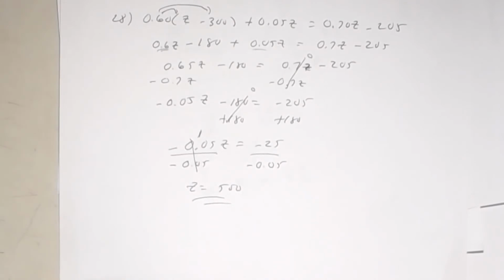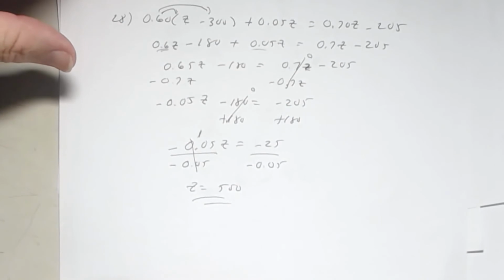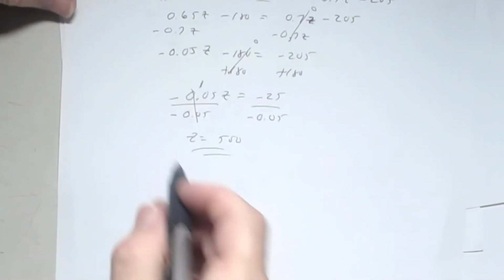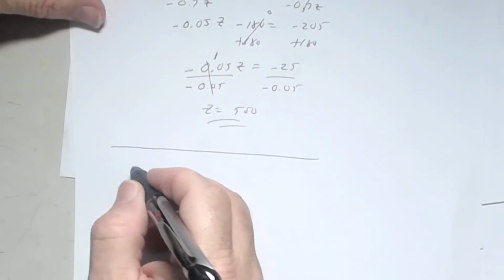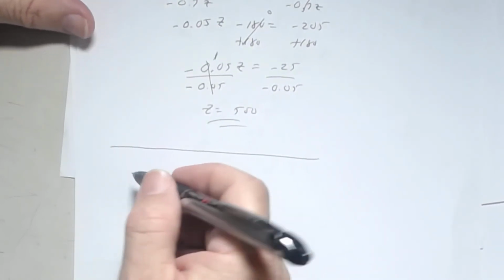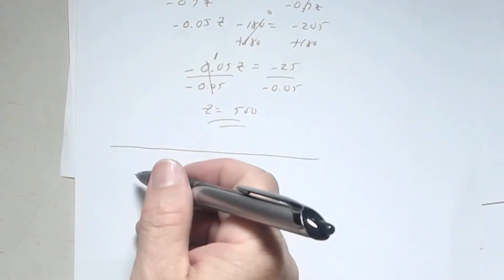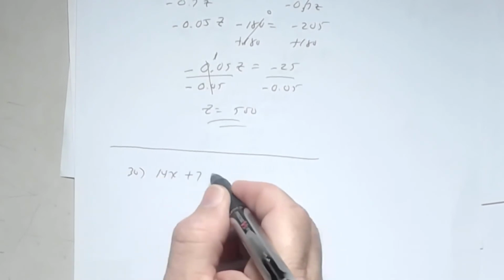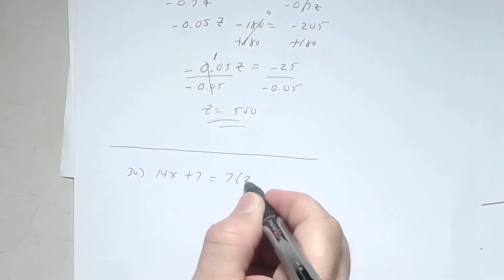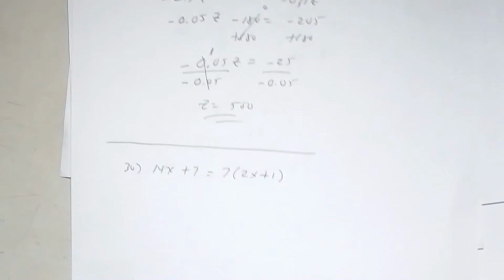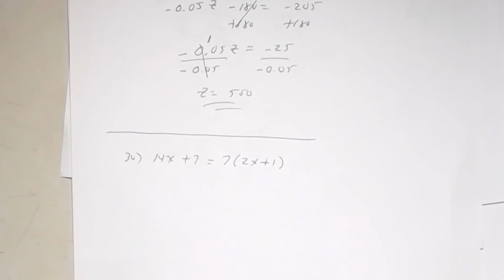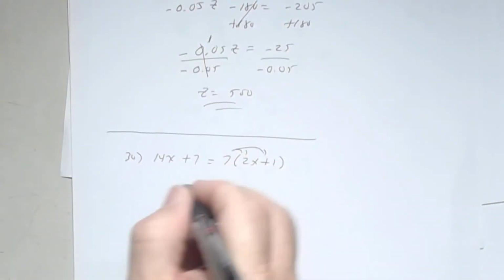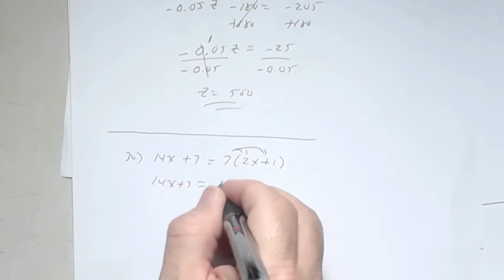Okay, now let's look at this. Suppose we had this. This is number 30. So we have 14x plus 7 equal 7 times 2x plus 1. What's the first thing you're going to do? Distribute, okay? Distributive property. So we got 14x plus 7 equal, and then 14x plus 7.